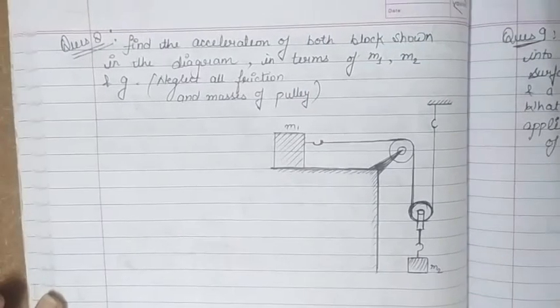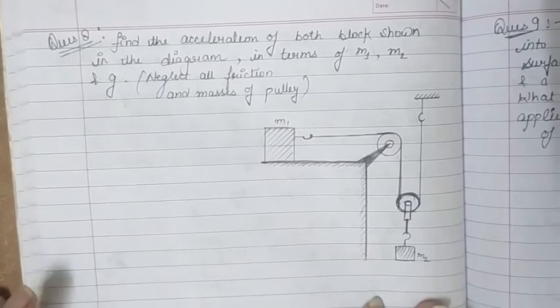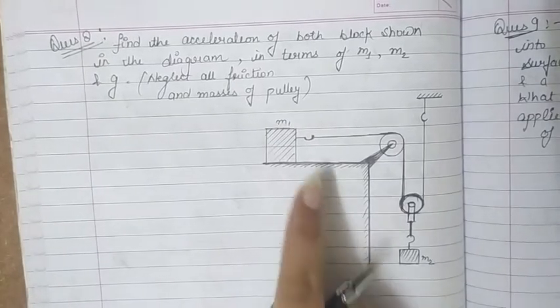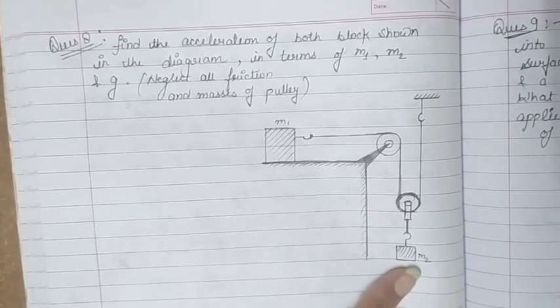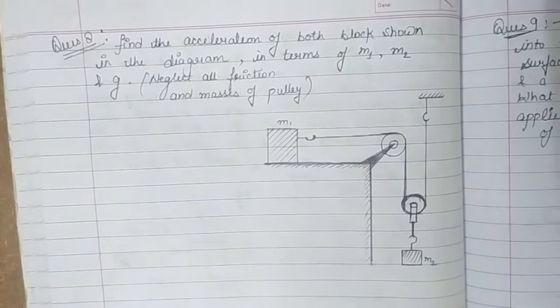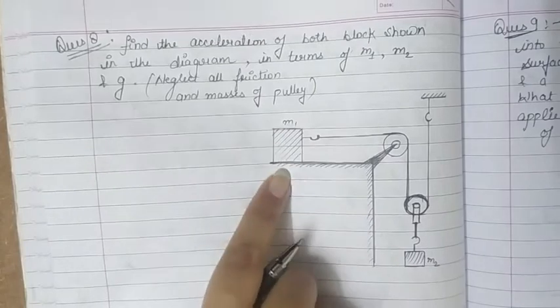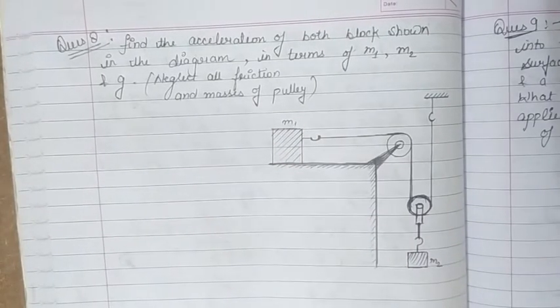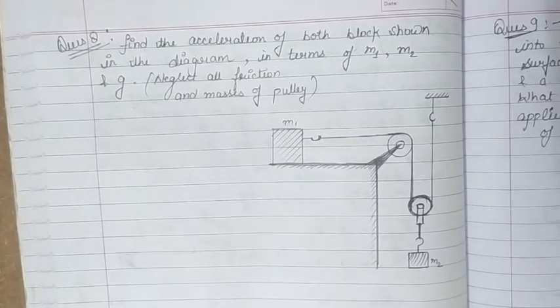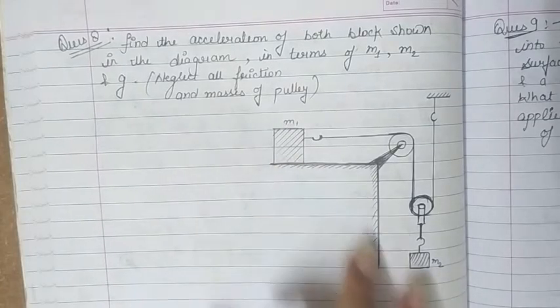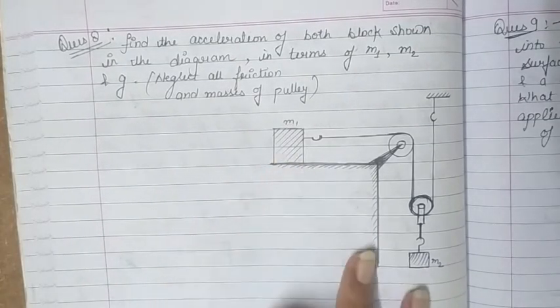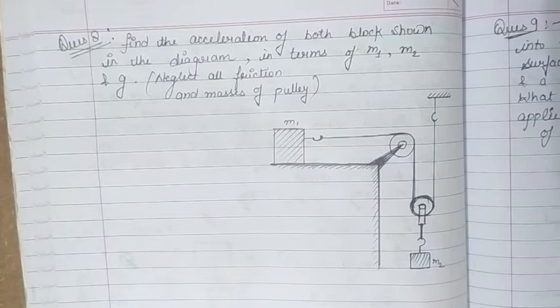So in question number 8, we have this diagram and we have to find the acceleration of both blocks of mass m1 and m2 in terms of m1, m2 and g. So basically we want to find the acceleration of both blocks, right? They are asking for acceleration of both blocks. That means in this case, the acceleration of both blocks is not going to be the same. This is the very first point.